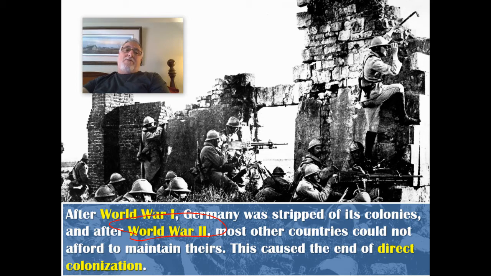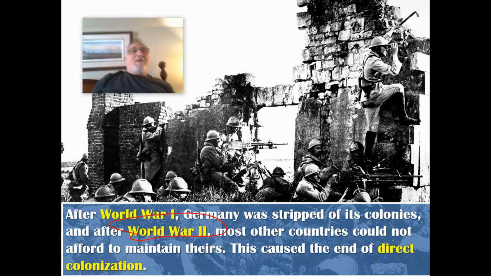France fought on. France tried to keep their colonies. Remember, France just wants everybody to be a little more French. Not necessarily a bad thing. France really liked their colonies, and so Algeria and French Indochina fought and gained their independence.